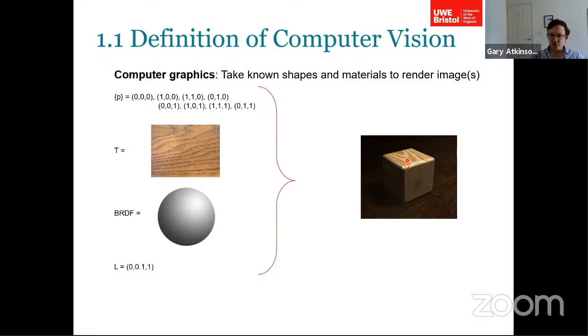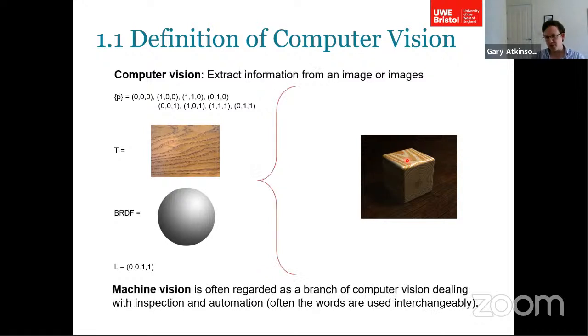So in computer vision, it's doing the opposite, basically. We're taking an image and we're trying to extract some useful information from that. Now, admittedly, the image won't be a synthetic image. Obviously, it will be a real image. So for example, it might be an image of a component, and the information that you extract from that might be the geometry of the component, and then you might compare that to some specified tolerance. But it's effectively doing the opposite of computer graphics.